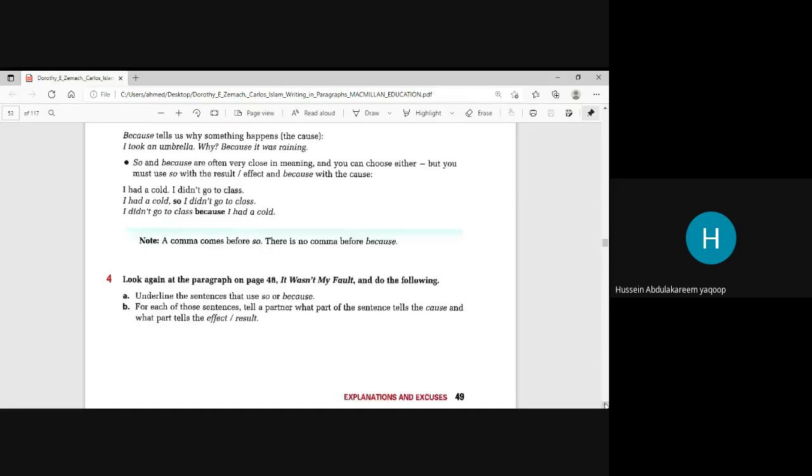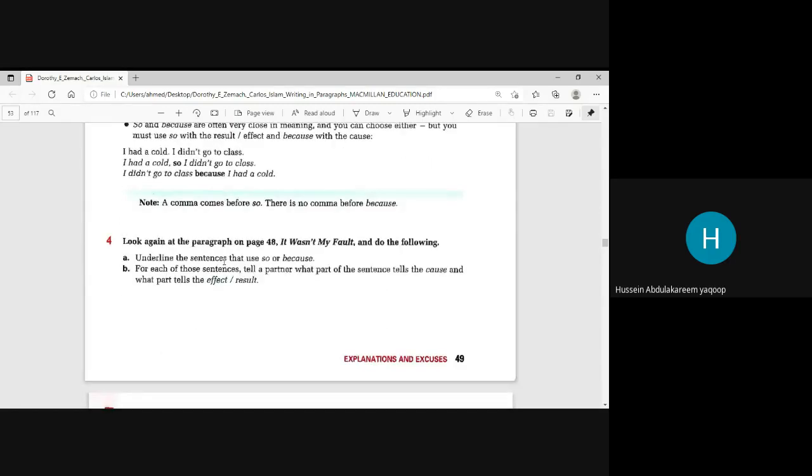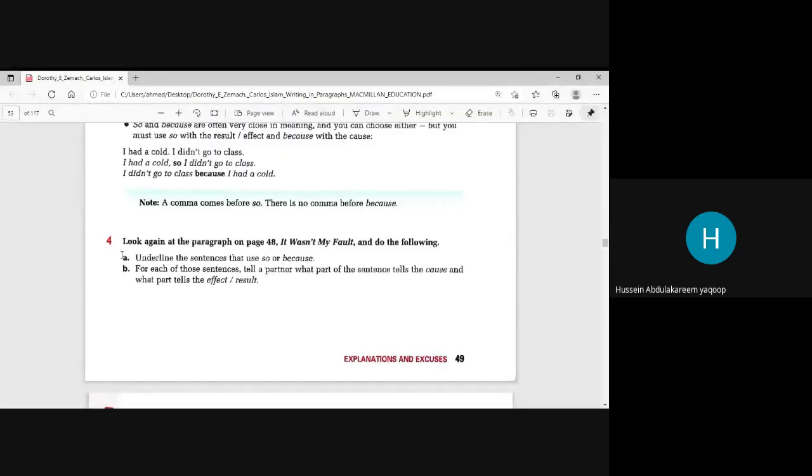We have again to go back to the paragraph on page 48. To know more about it, we have some applications that we need to start with. This is on number 4. Please follow me. Underline the sentences that use so or because. Let's see. In the paragraph, what are the places in which we have so and because? Let me see your hands, please.